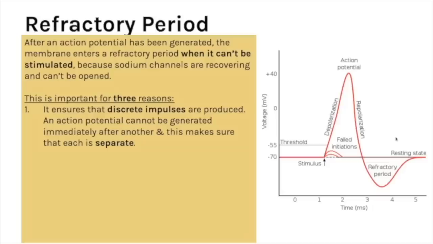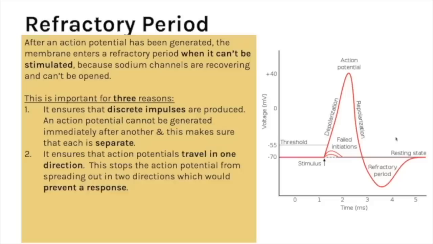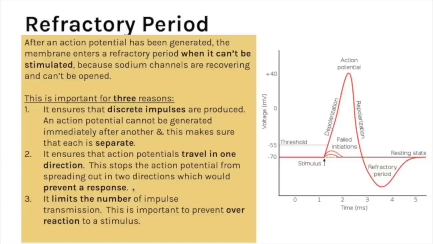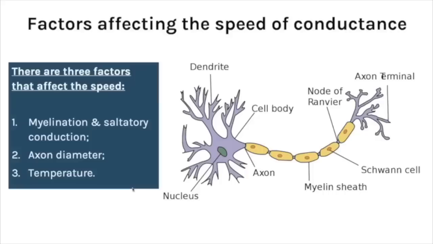The importance of this is, first of all, it ensures that discrete impulses are produced. So an action potential cannot be generated immediately after another, and that makes sure each one is separate. So that helps with you being able to identify the source of the particular stimulus. It also makes sure that the action potentials will only be travelling in one direction along the axon. So it stops the action potential from spreading out in both directions, which would actually result in the impulse not travelling along. It limits the number of impulses as well, and this is important to prevent you overreacting to a particular stimulus or over-responding.